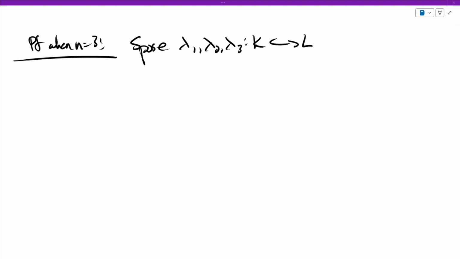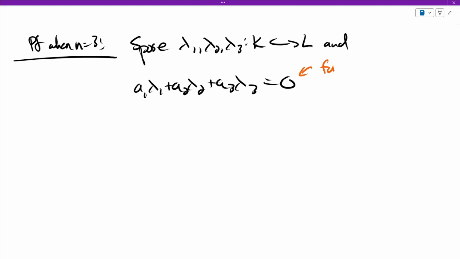All right, now we're going to prove the case where n is equal to 3. So that is, we have 3 distinct monomorphisms from k to L. And we're going to suppose that we have these and that there is a dependence. Okay, so that a1 lambda 1 plus a2 lambda 2 plus a3 lambda 3 is 0. This 0 on the right, this is the 0 function. It's not 0 the element, it's the 0 function.